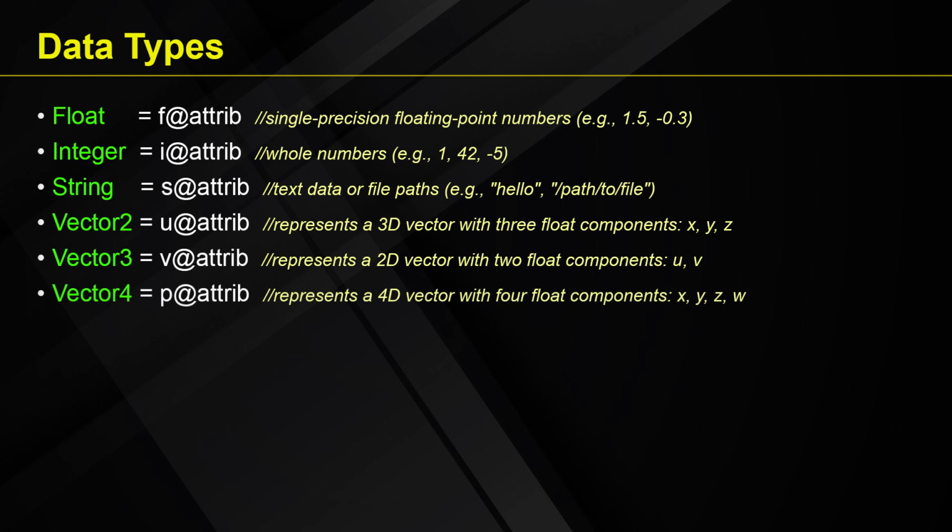A float is used to represent decimal numbers, like 1.5 or -0.3. Floats are ideal for precise values, such as sizes, distances, or percentages. In VEX, a float attribute is declared with f, followed by @ and the attribute name. An integer is used for whole numbers, like 1, 42, or -5. Integers are useful for counters, IDs, or anything that doesn't require fractional values.